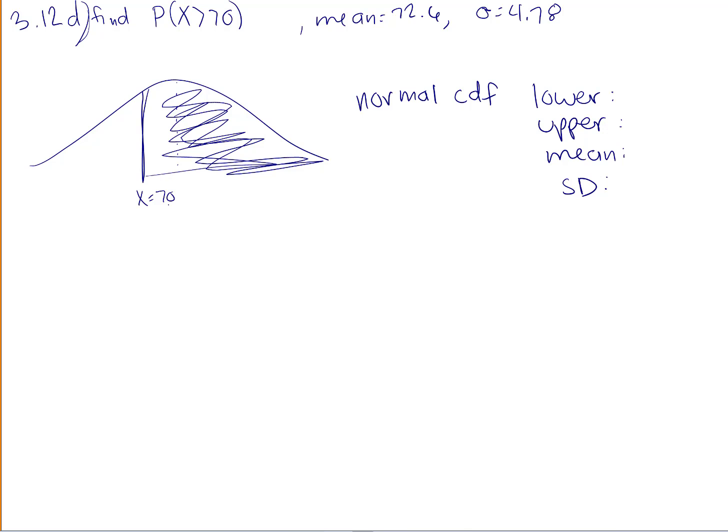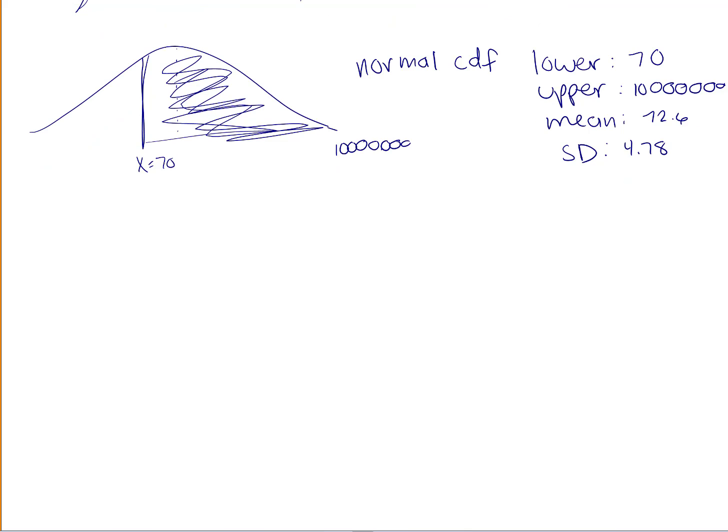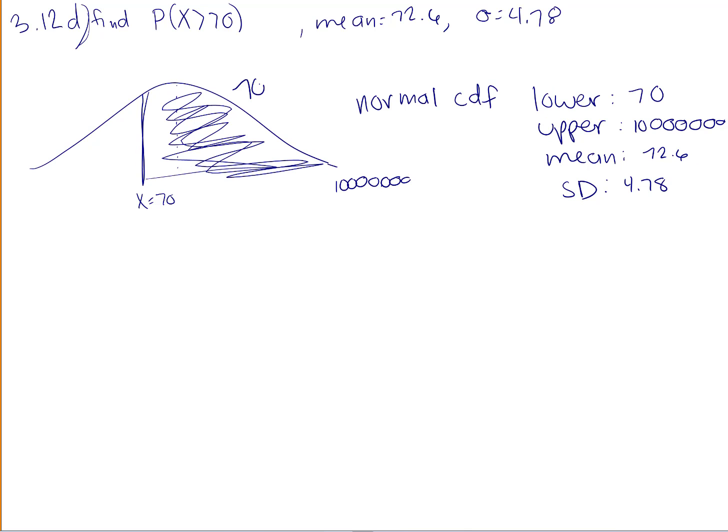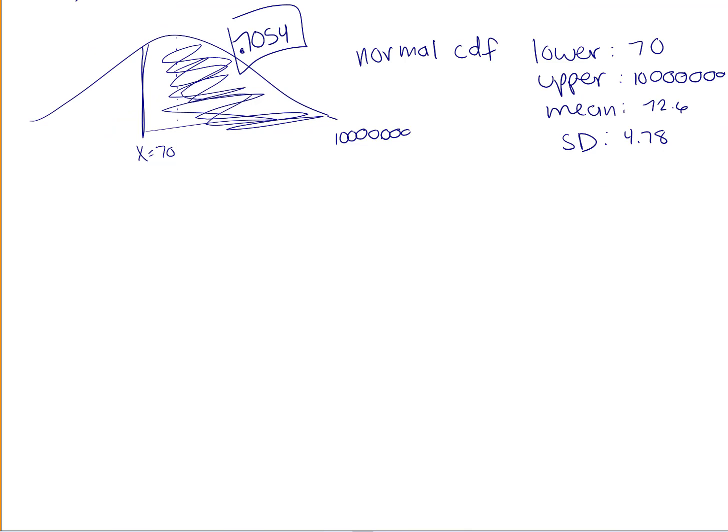So my lower bound, well, I want the probability starting at 70 and going up. Now, technically this should go to infinity, but I usually just type a 1 and as many zeros as I have patience for. So we'll put a really big number. My mean is 72.6 and my standard deviation is 4.78. Now, I don't have a calculator emulator anymore that I can do this on, but put it in and you should get that the probability is about 0.7054. So that's the area to the right.